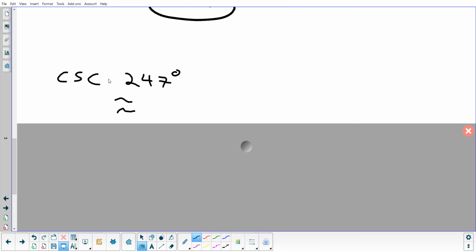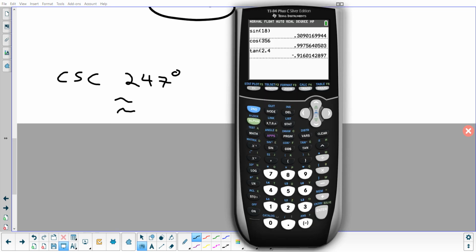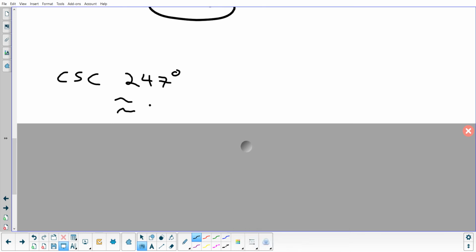How have we been finding the cosecant all week? What do we always do to find that one? Yep. It's the reciprocal of sine. That's exactly how you type it in. 1 divided by sine of 247. That's the only way to type in CSC. 1 divided by the sine. Then you should get negative 1.09. So that's cosecant. Any questions on that one?